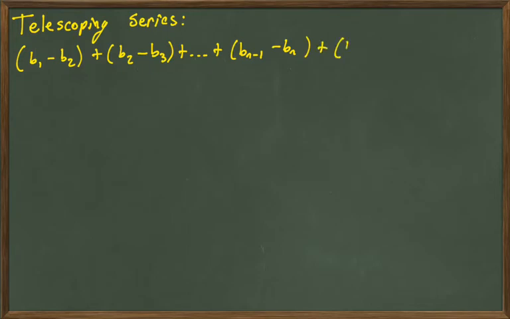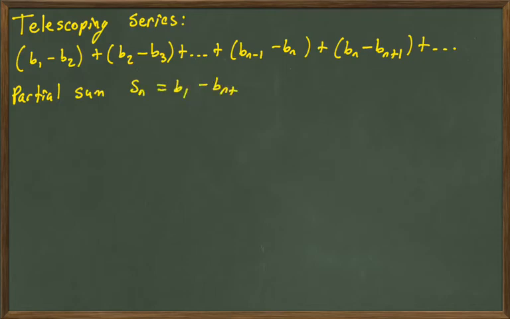A telescoping series is going to follow the pattern of b1 minus b2 plus b2 minus b3 plus dot dot dot plus b sub n minus 1 minus b sub n plus b sub n minus b sub n plus 1. And so this is going to collapse down on itself when we look at the partial sums. So the partial sum s of n is b1 minus b sub n plus 1, and all the rest of it absorbs.